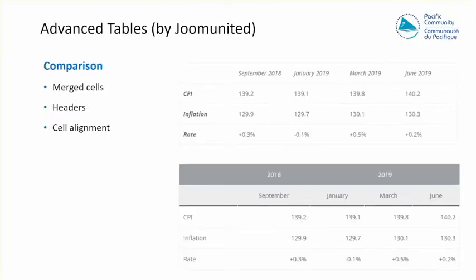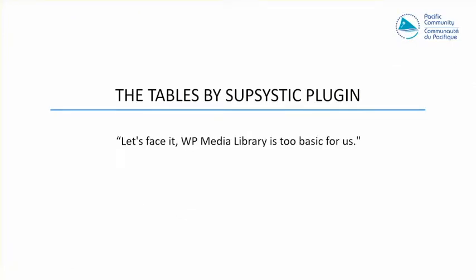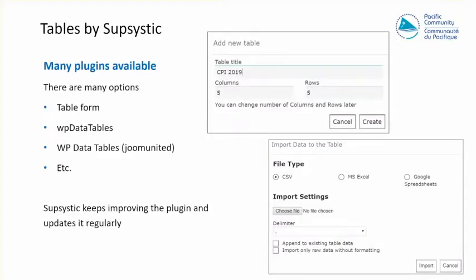Yeah, okay. Merge cells, headers, and cell alignment. And this is how the basic table looks and how the advanced table looks. Now, this is all still very simple and very basic. We might want a lot more when using tables.